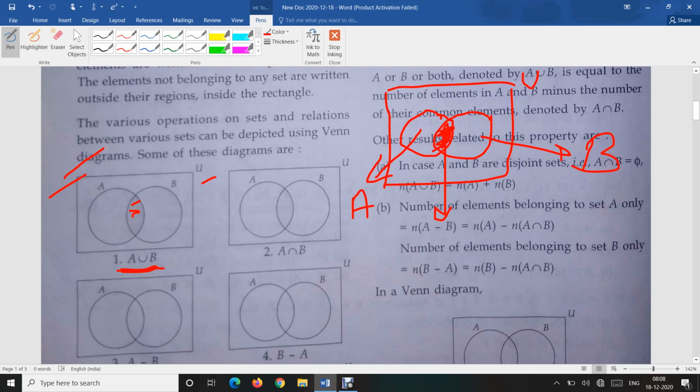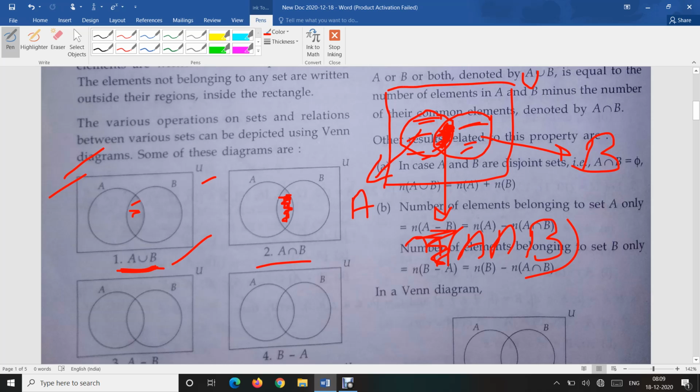And what do you understand by the common portion of set A and set B? It will be the intersection. That means we can say this common part will be A intersection B. And if we are talking about A union B, then this whole part is A union B.